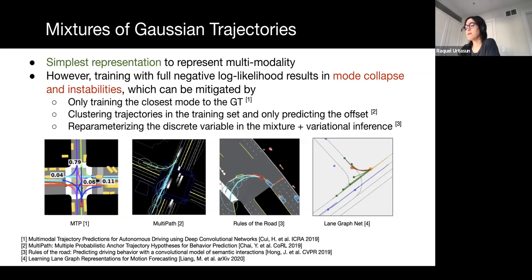This can be mitigated by only training with the likelihood of the closest mode, clustering the training distributions into anchors and predicting offsets from this, and finally reparameterizing the discrete latent variable and using variational inference to optimize the mixture.